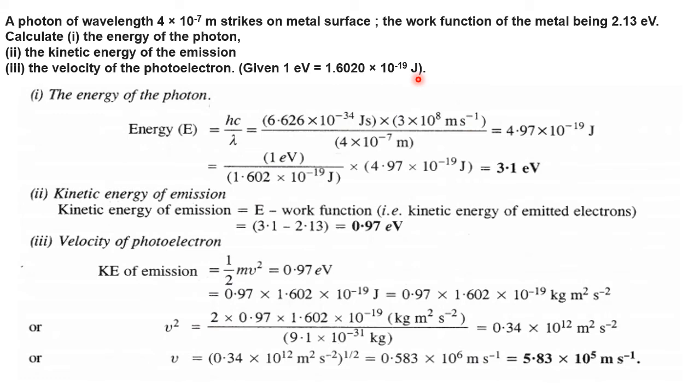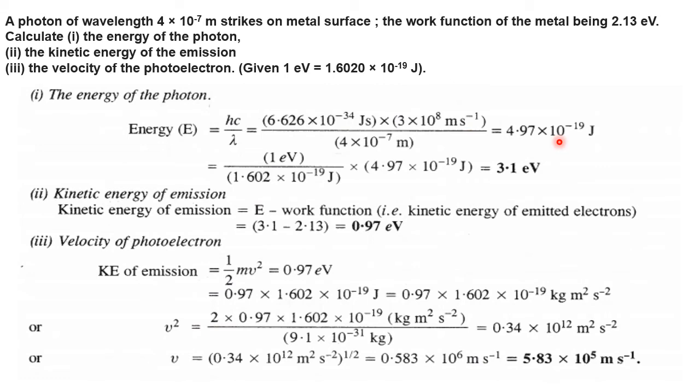Now you go to the first part, that is the energy of the photon. Energy of the photon equal to h nu. Nu equal to c by lambda. Therefore, E equal to hc by lambda. Planck's constant, speed of light, and lambda are given. How much lambda? 4 into 10 to the power minus 7 meters. Already it is in meters. After the simplification, we get 4.97 into 10 to the power minus 19 joules as the energy of the photon. It is in joules.